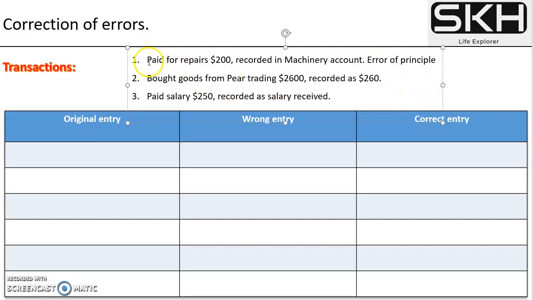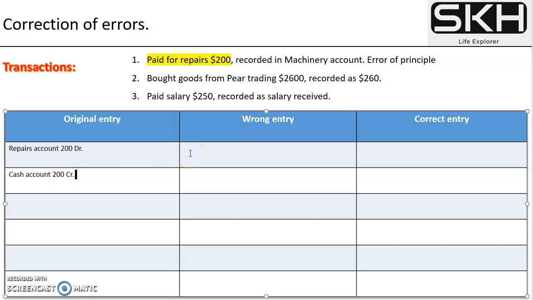So how to record that? The first part of the error is always the original entry, which means the true entry, what we were supposed to do. So first we will record the original entry. So we should do, but we did not. We paid for repairs. So repairs account is debit by 200, and the credit is cash account by 200. This is what we should do.